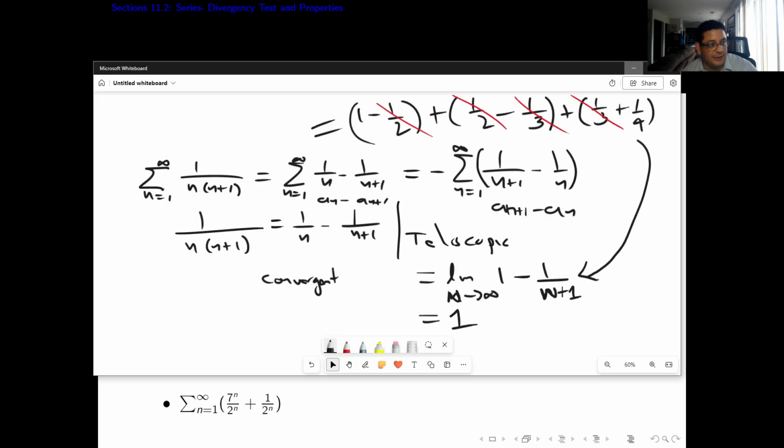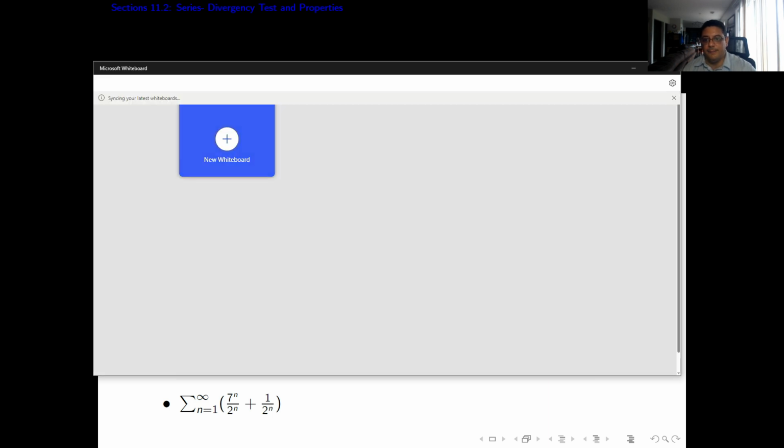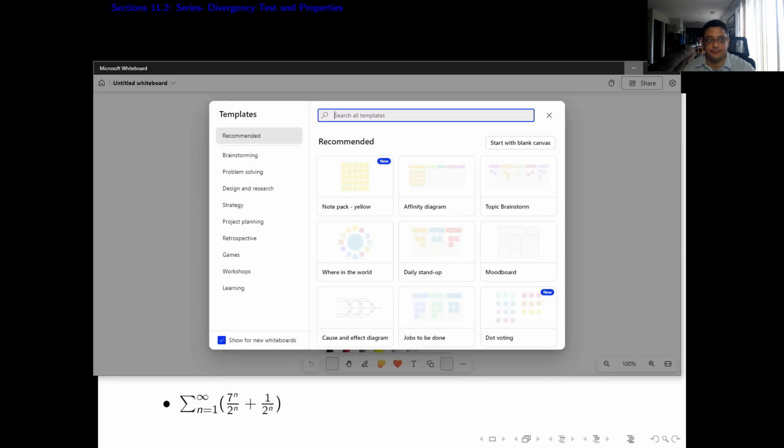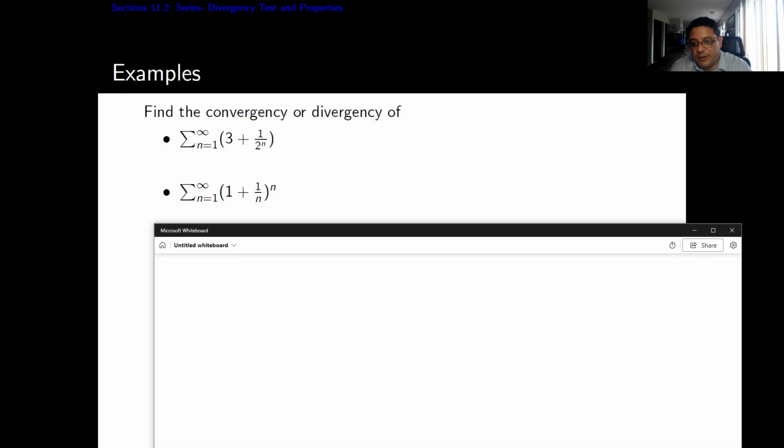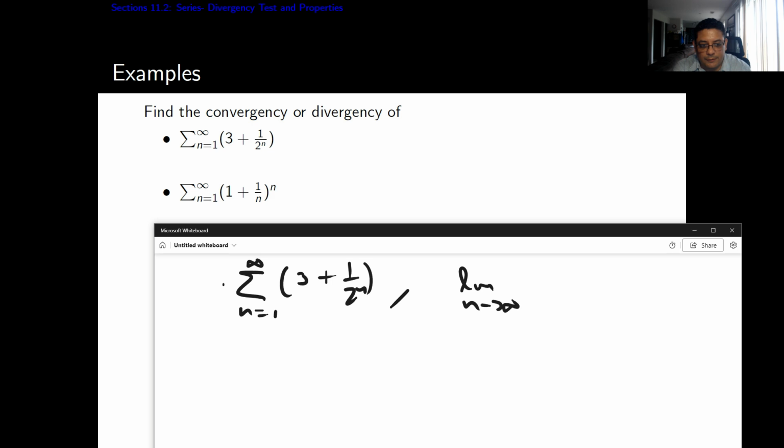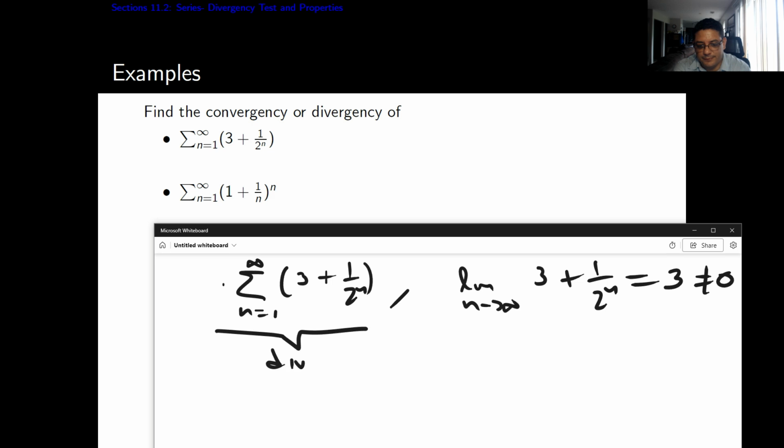So now let's take a look at some examples to check on all these properties. First, we want to know the convergence or divergence of the series. For the first one, we have the series of 3 plus 1 over 2 to the n, for n equals 1 to infinity. Notice that the limit when n goes to infinity of 3 plus 1 over 2 to the n is going to 3. 3 is different from 0, so immediately by the divergence test, this diverges. The limit of the sequence is not 0, so it immediately diverges.